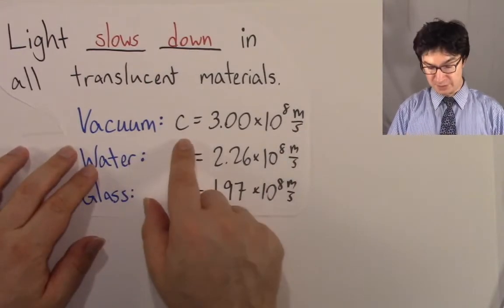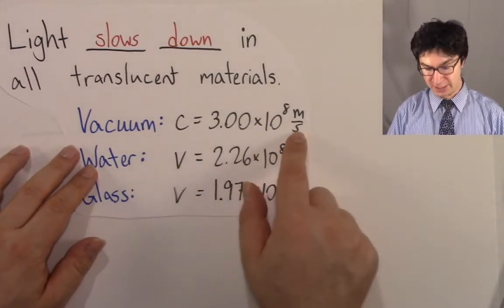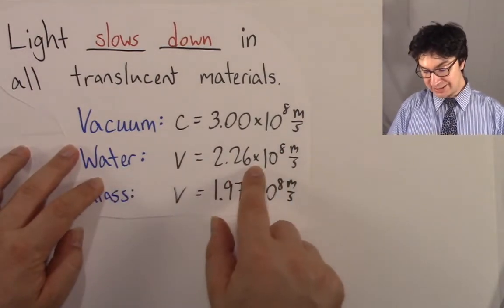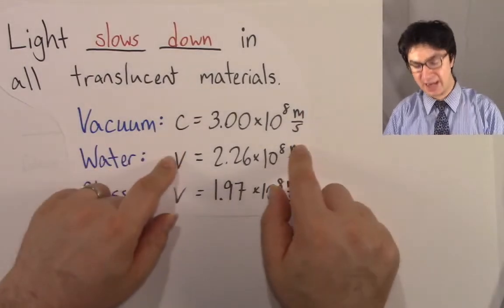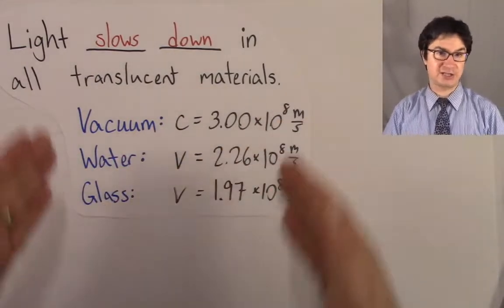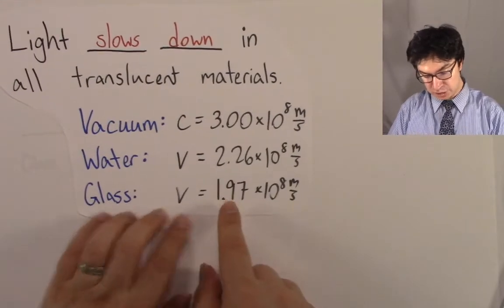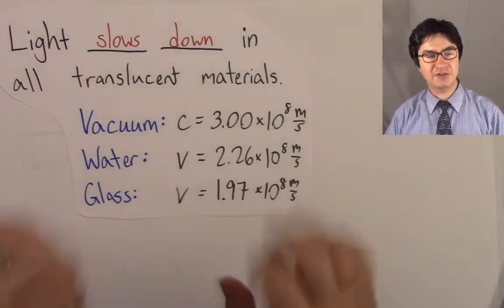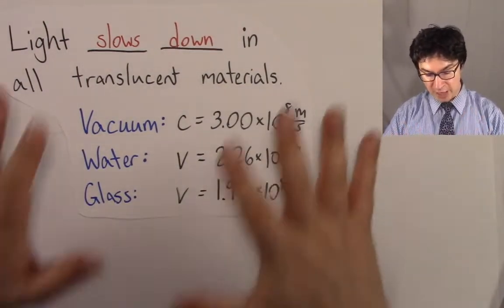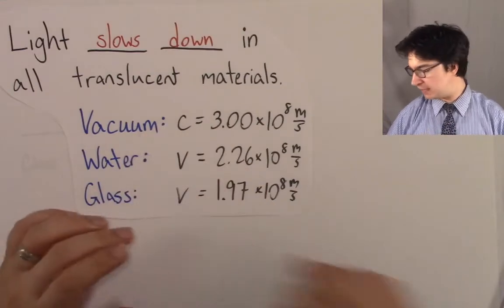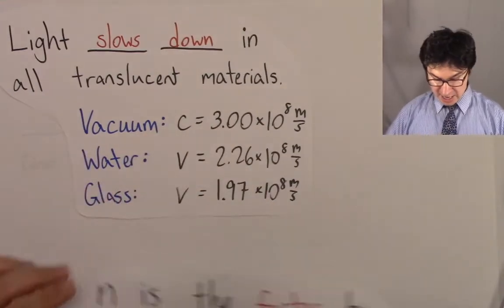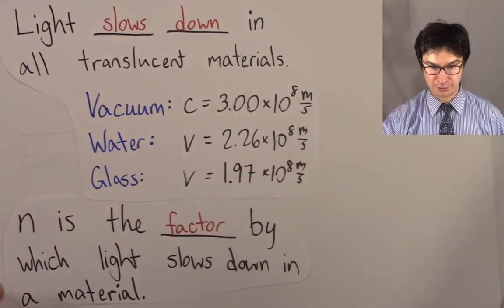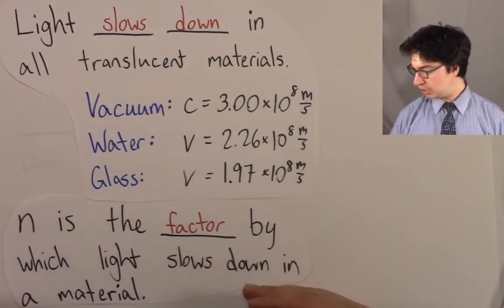In a vacuum, we know the speed of light, C, is 3.00 times 10 to the 8th meters per second. In water, light travels still very fast, 2.26 times 10 to the 8th meters per second, but not quite as fast as it did in a vacuum. Likewise for glass. Glass is more dense. The light will travel at a little bit slower pace, 1.97 times 10 to the 8th meters per second. Now, it turns out that the index of refraction is directly related to the speed of light in that material. Okay? In fact, N, the index of refraction, is the factor by which the light slows down in a material.